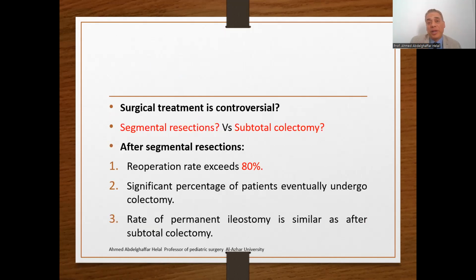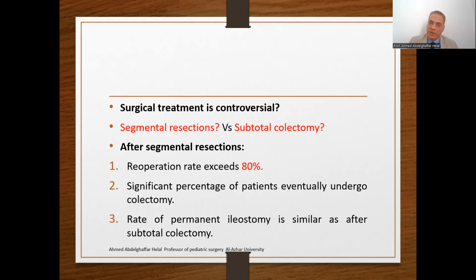Surgical treatment for chronic Crohn's is controversial: to perform segmental resection or to remove the colon, subtotal colectomy. After segmental resection, the reported results show that the reoperation rate exceeds 80%. A significant percentage of patients will need colectomy again, and the rate of permanent ileostomy is similar to that after subtotal colectomy. So the debate and expert opinion are still divided on how to deal with chronic Crohn's disease.